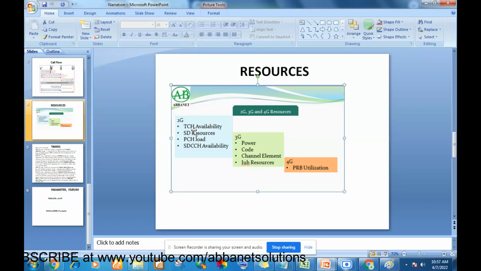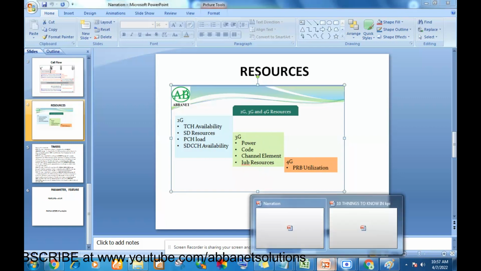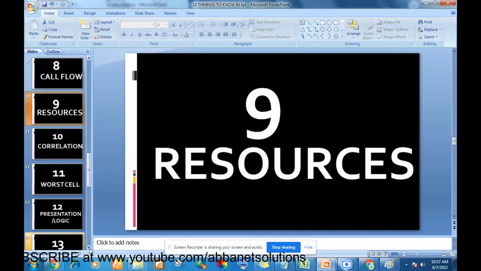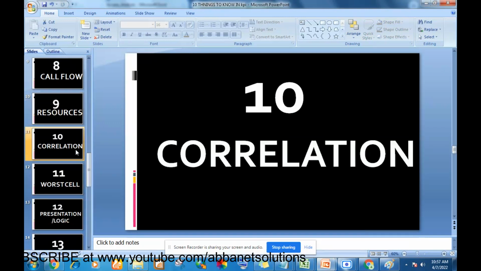There are so many resources in the network, and I've brought up a few quick ones that are very, very common for expansion. You need to learn about resources. That's what we're saying, for you to be a good KPI engineer and to know when to recommend it.